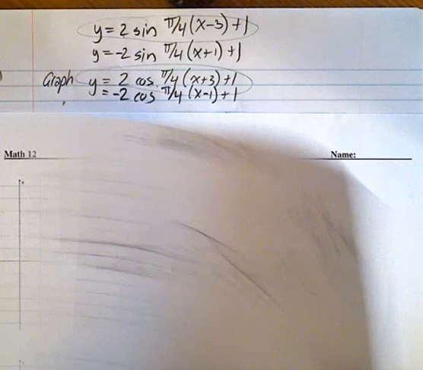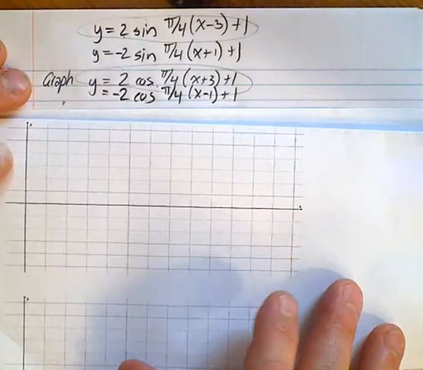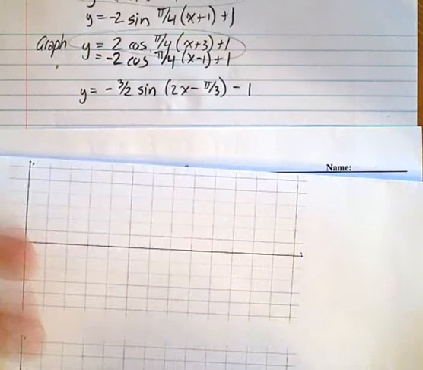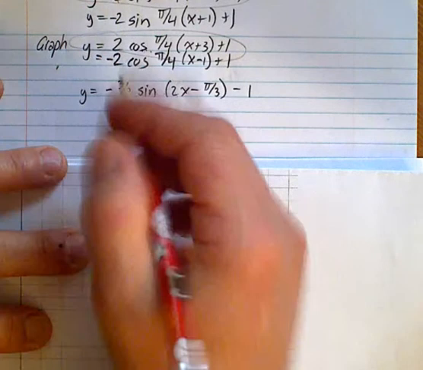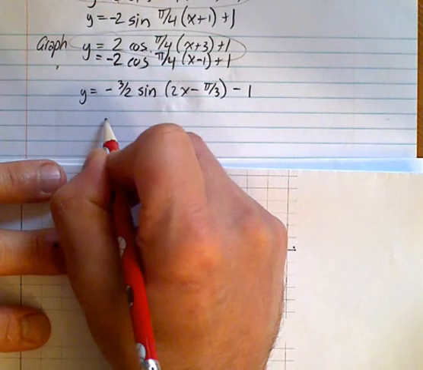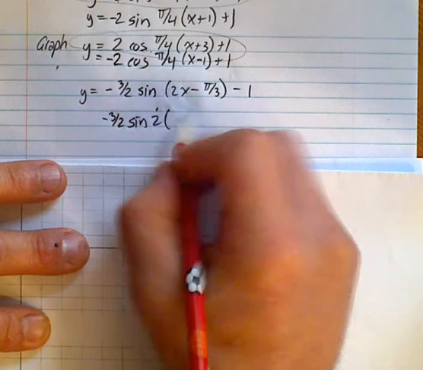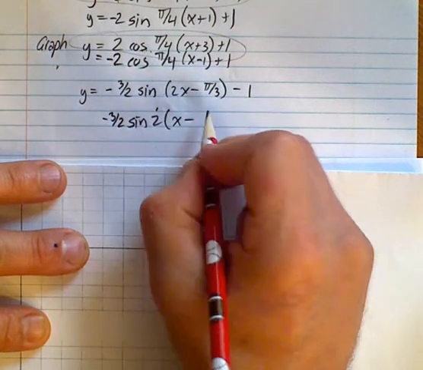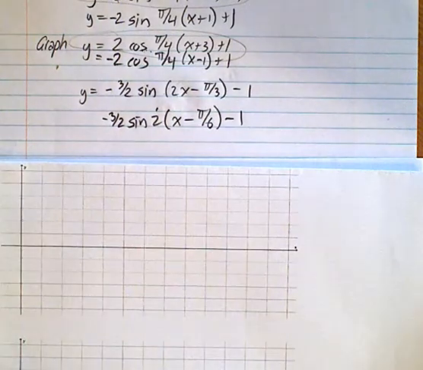All right. So that, ladies and gentlemen, is graphing one of these functions. Now let's have a look at another. Okay. Negative 3 halves sine 2x minus pi over 3. So what we want to do here is probably rearrange this, take the 2 out, right? And then what are you going to end up with? You're going to end up with pi over 6 minus 1. Okay, so that's got a horizontal phase shift of pi over 6.